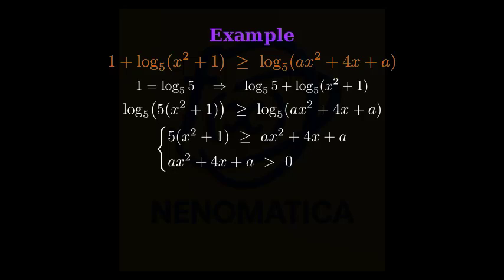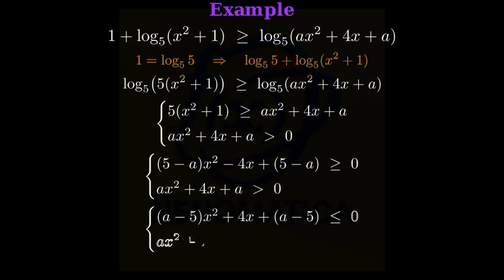Now, rearrange the first inequality. Move everything to the left. For later convenience, multiply by -1, which flips the inequality sign. So it becomes a minus 5 times x squared plus 4x plus a minus 5 is less than or equal to 0.